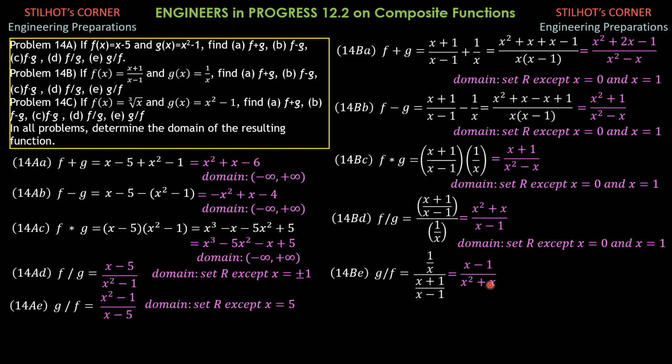So the domain is where the denominator is not 0, so the set R except for this result: x is not 0, and x is not equal to negative 1. And for the original function f of x, it becomes undefined when x is exactly 1. So the domain this time is the set R except 0 and x is plus or minus 1. So that's it for the domain of this function.